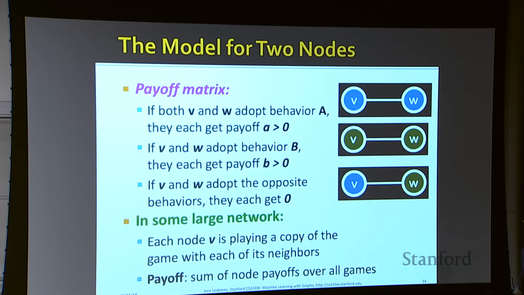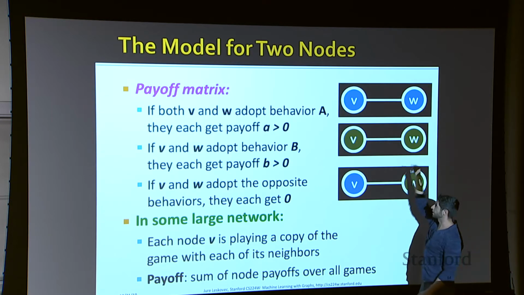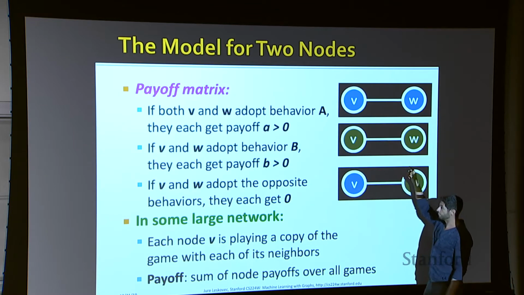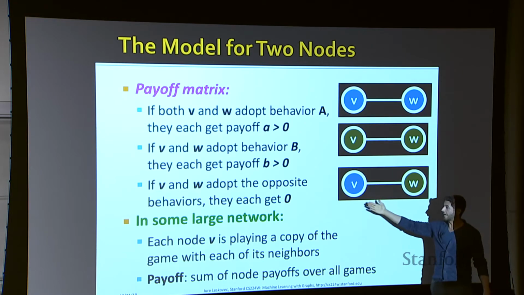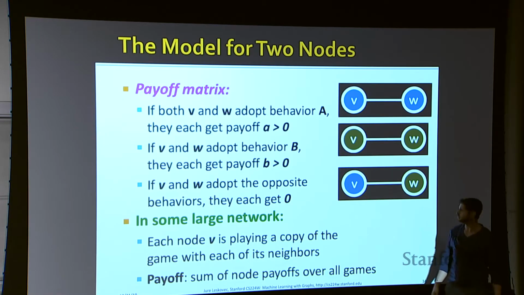Okay, everything okay? Cool. All right, so let's now talk about our payoffs, okay? As we were mentioning before, if both node V and W are adopting behavior A, then each one of them gets a payoff of little a, okay? So we are at the case on top. Then if V and W both adopt behavior B, in this case they also get a payoff, which will be little b. But if V and W are adopting different behaviors, then each one of them gets a 0 payoff, okay? It's a very simple game mechanic.